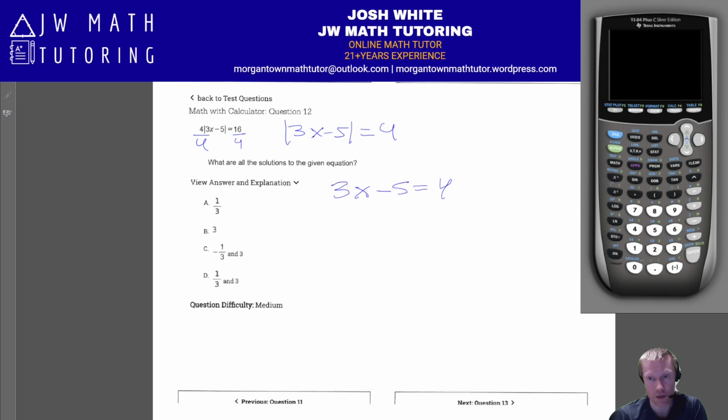So the first one looks like the original problem, just without the absolute value signs. And then the second one is going to look like the original problem on the left side, but we will make the right side negative. So it will be equal to -4. And you can solve them both the same way. Add 5, add 5. So we would get 3x equals 9 and 3x equals 1. And then divide by 3.